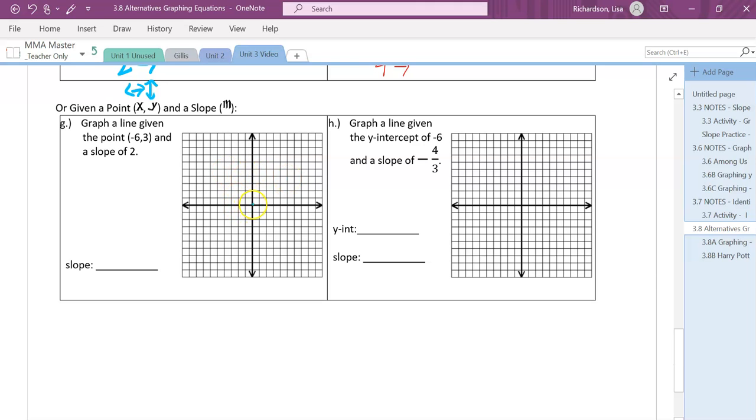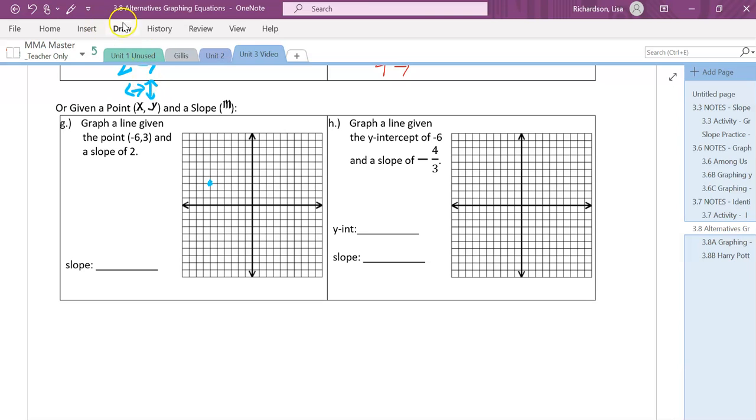So I'm going to start at the origin always, and I'm going to plot the point. 4, 5, 6. So I have to count. And then up, 1, 2, 3. So this is different than slope, guys. Remember, it's different than slope, okay? This is just a point. That's all this is, a point, okay?